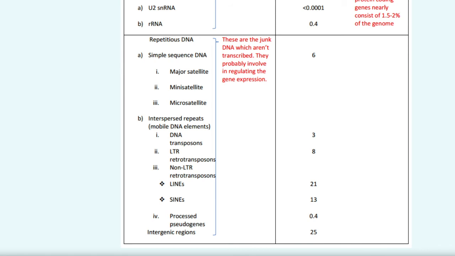The major satellites are located in centromeres of the chromosomes. Minisatellites are located in the telomeres or are scattered throughout the genome, and microsatellites are scattered throughout the genome. The difference between the satellites is in the length. Interspersed repeats include DNA transposons, LTR retrotransposons, non-LTR retrotransposons, and processed pseudogenes.